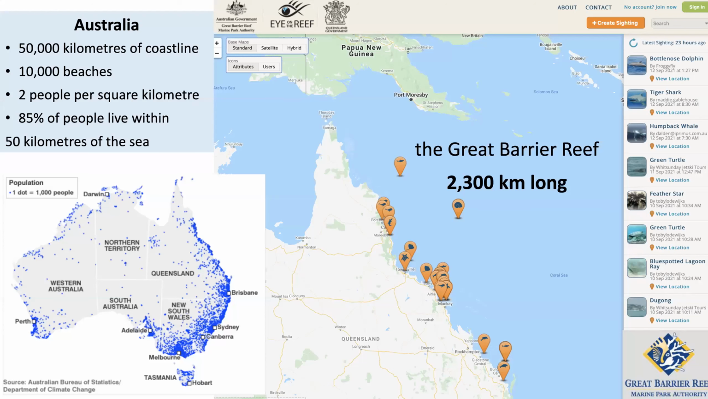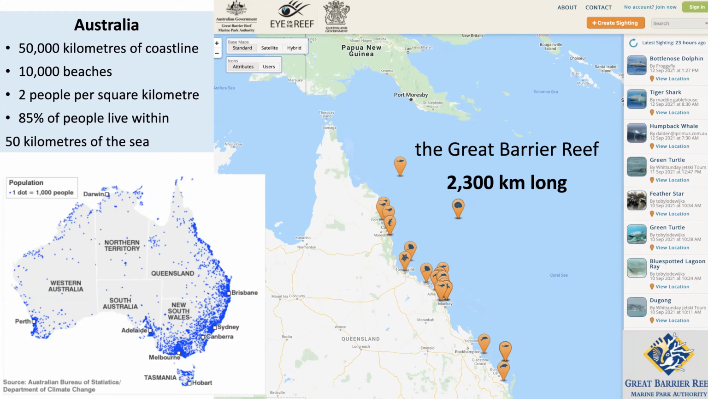So Australia has 50,000 kilometers of coastline. It's quite big, and 10,000 beaches, and 2 people per square kilometer. I don't know how that compares with anywhere else, but it gives you some idea. And nearly everybody lives near the sea. So there's lots of coastline and not many people. So in terms of science and the coastline, it's a big issue. And I decided to choose just a few projects to talk to you about.